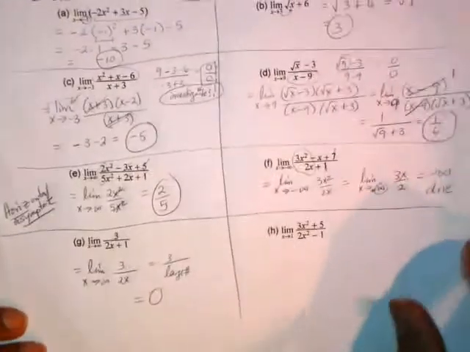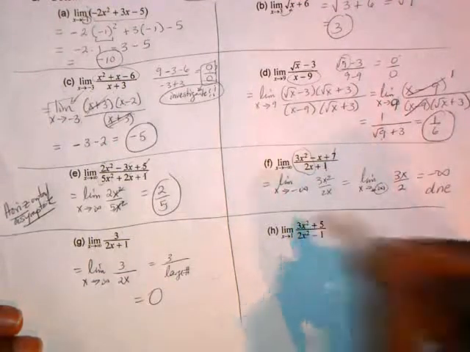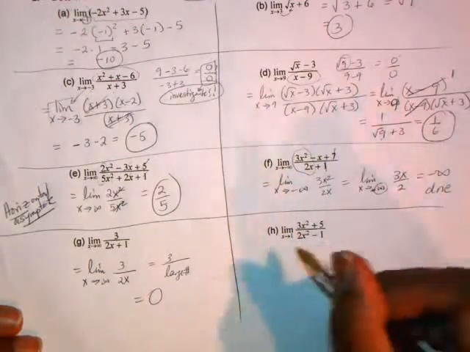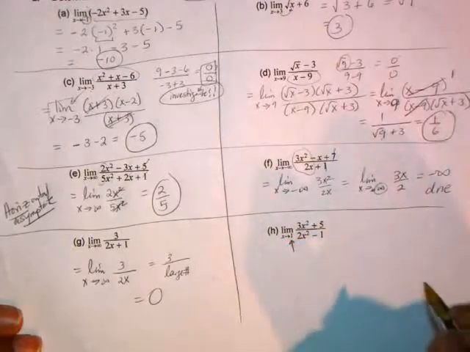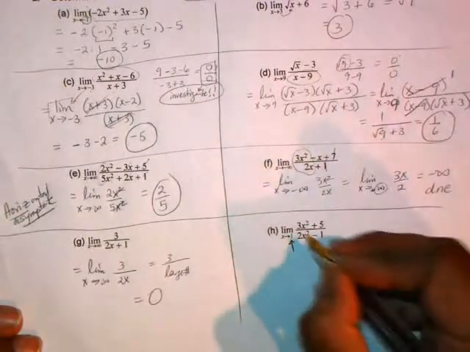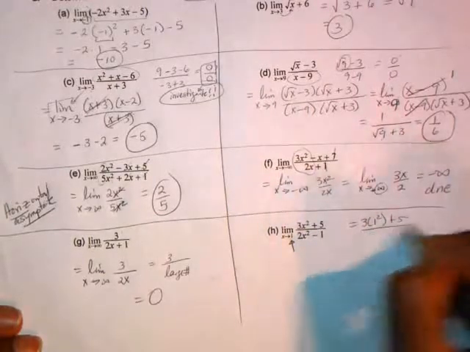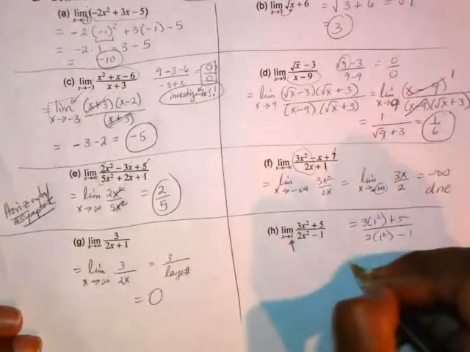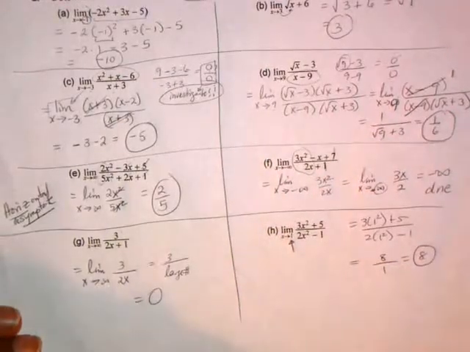Now sometimes students get into a rhythm and do these problems, and then they say, oh, the degree is the same, the answer is 3/2. But this is a trap. I put it in there intentionally. X is not approaching infinity, it's approaching 1. So just plug in 1, 3 times 1 squared plus 5 over 2 times 1 squared minus 1. That's 8 over 1. The limit is actually 8.